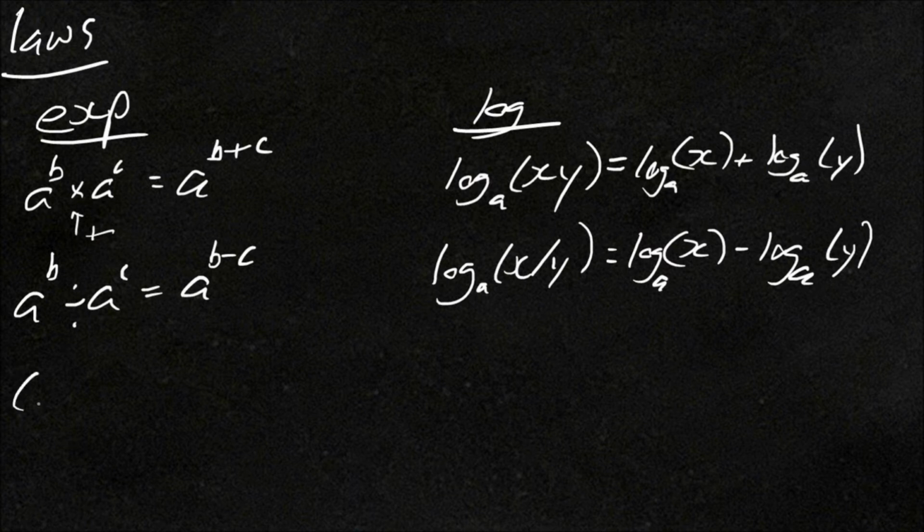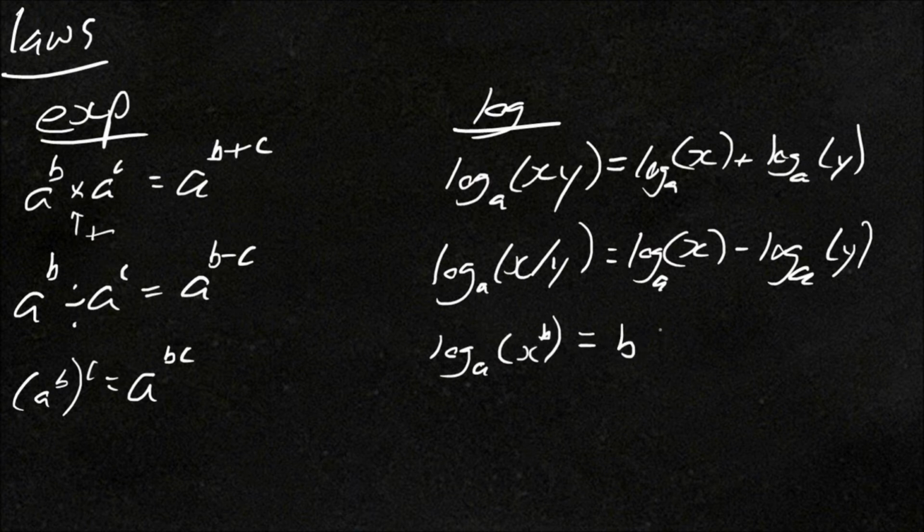For exponentials, if we had a to the b to the power of c, this would be a to the power of bc. Similarly, for logarithms, if we had log to the base a of x to the power of b, this could be written as b times log to the base a of x. You bring the b down to the front. So the b, which was the index, got brought down to the front.